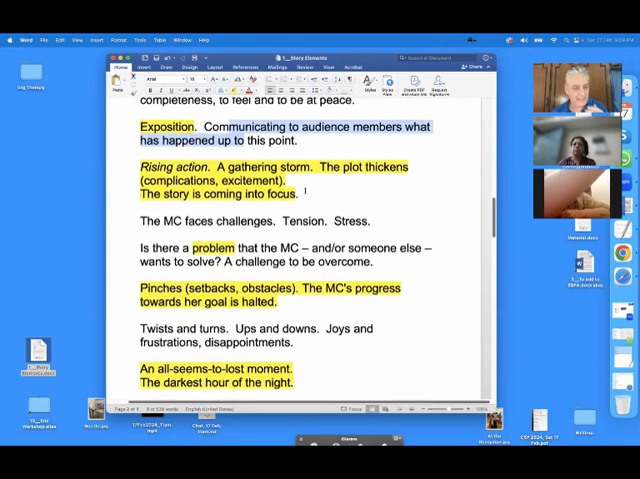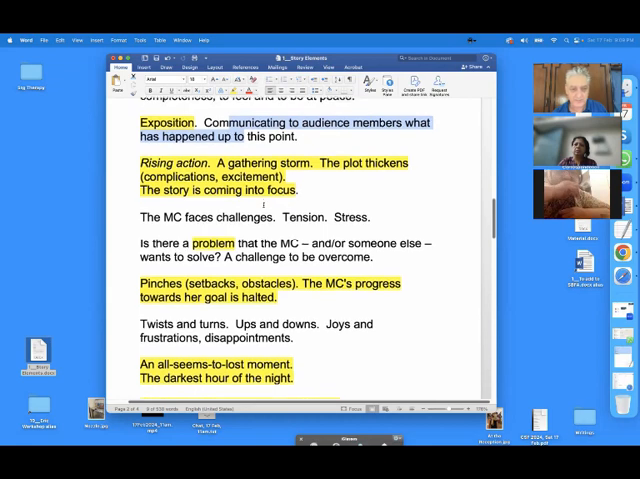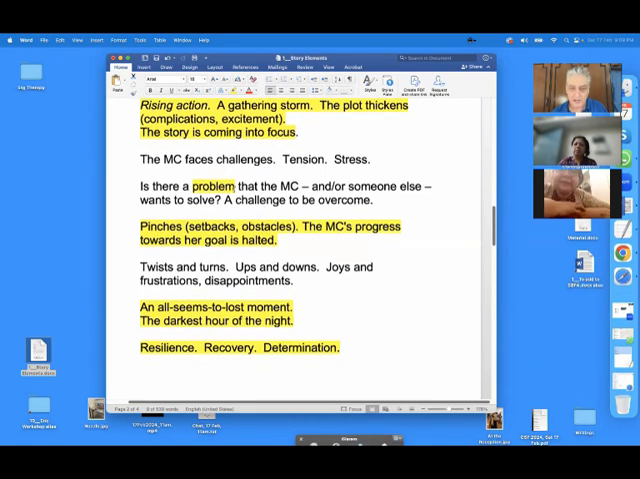Rising action, I like gathering storm as a metaphor. Things start to happen, the plot thickens, complications, excitement. What the story is really about is coming into focus. There may be a problem. In The Tempest, the problem is that Prospero wants his kingdom back. And he wants justice against the people who overthrew him. And actually, it turns out he helps heal them, because he awakens their consciences and they feel guilt and they apologize finally, most of them.